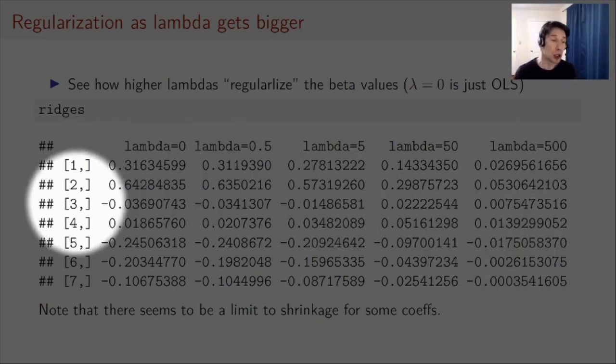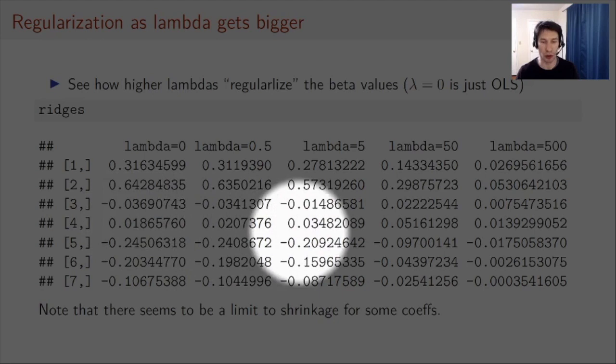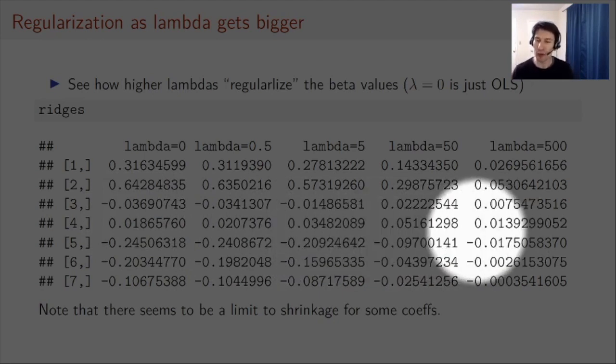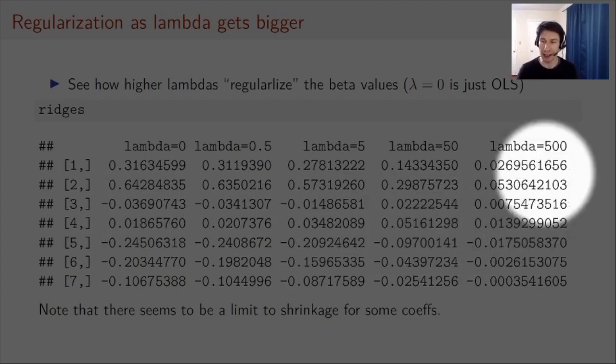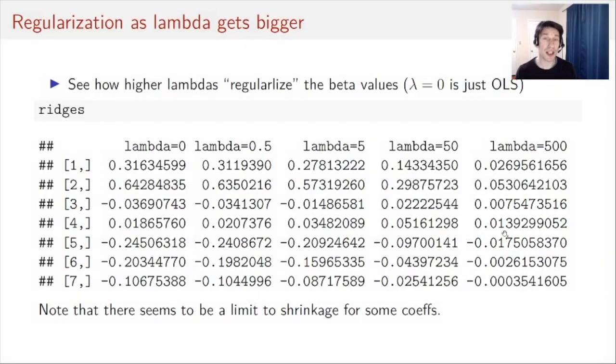That said, look at this coefficient, number 4. This one kind of stays where it was. It was 0.01, now it's 0.02, then it's 0.03, 0.05, 0.01. So that one kind of reached the limit of how small it is going to be. It's going to stay roughly in this ballpark, at least until the values of lambda get bigger and bigger and bigger, and all these other coefficients also get very, very small. So there's kind of a limit to how small the coefficients can be.